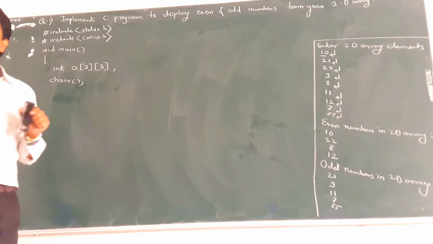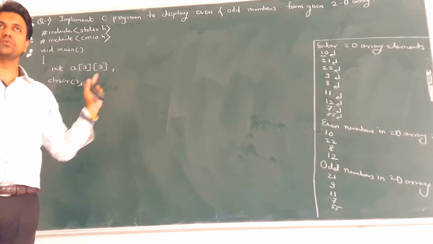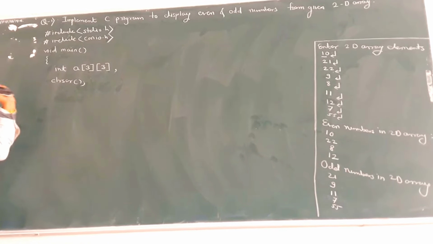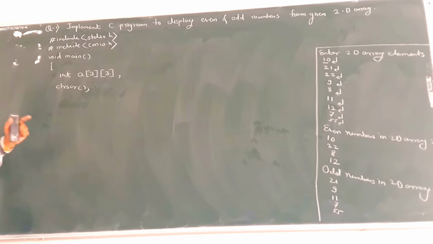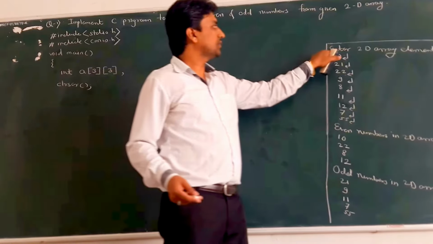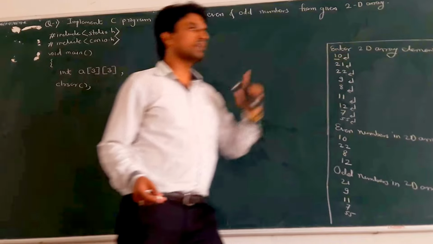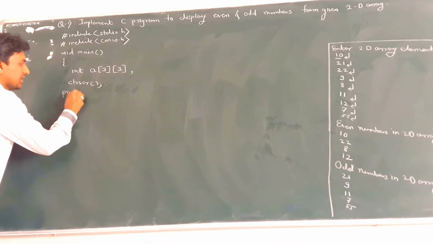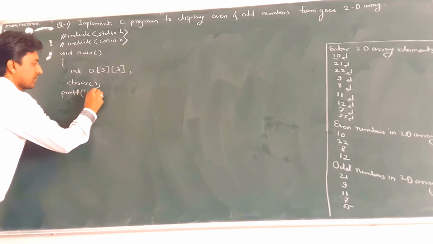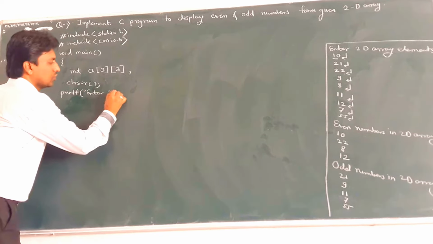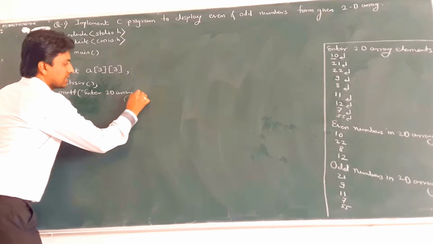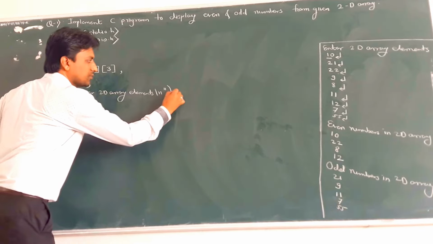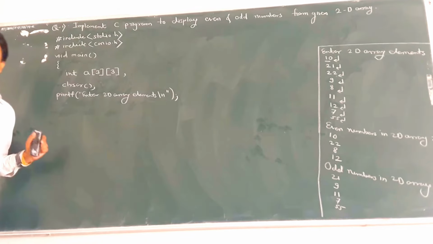Next thing is clear screen. Call the clrscr function, which means whatever the previous output on the console was gets erased by this built-in function. Next, the first thing is to give the message "enter two-dimensional array elements". This message is printed by using the printf statement: printf, then "enter two-dimensional array elements", give \n, close the double quote, close the parenthesis, and give a semicolon.